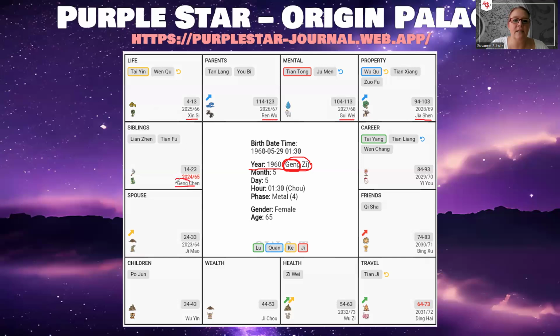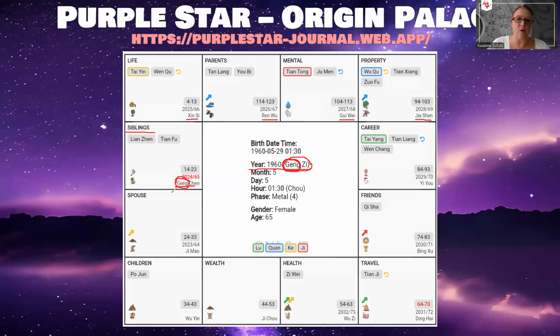So here, Geng. It says Gengchen, but that doesn't matter. We're only looking for the stem, not the branch. Where you see Geng, this is the palace that you need to focus on. This is your origin palace. And in this case, it is also the siblings palace for this person. So this is where a person has the Geng. It may be somewhere completely different for you. Just check where it is.